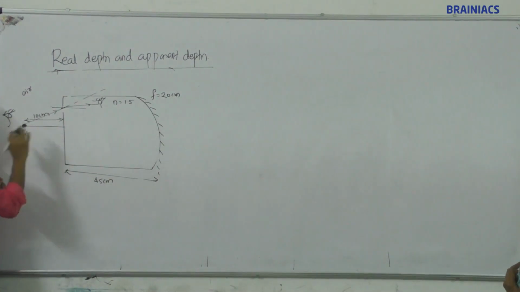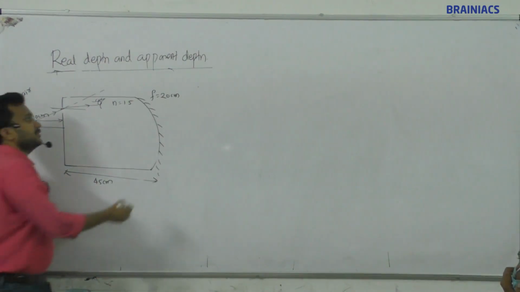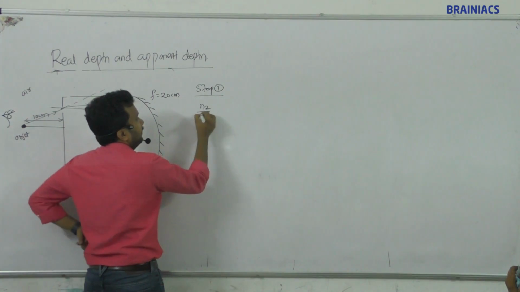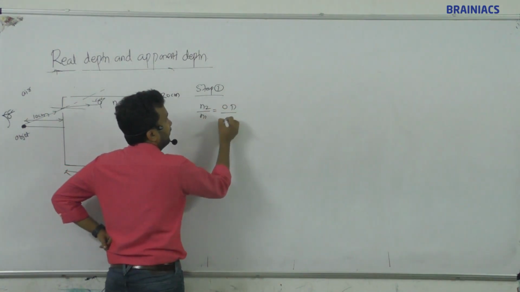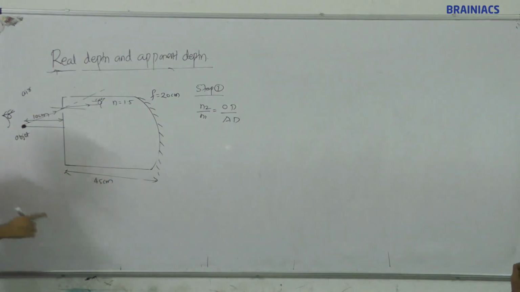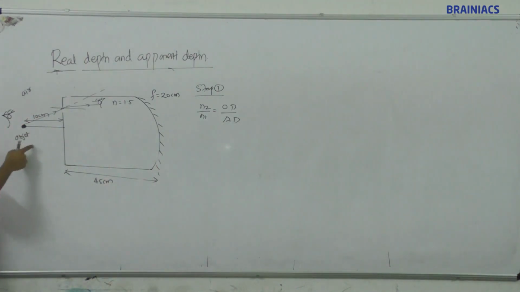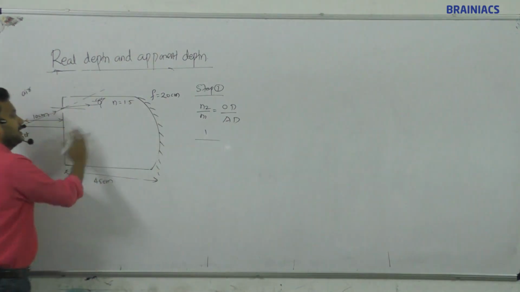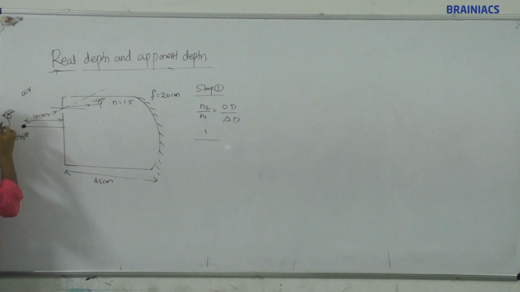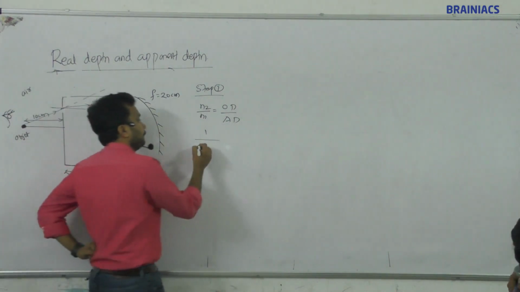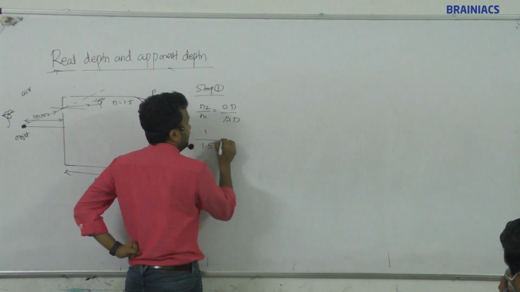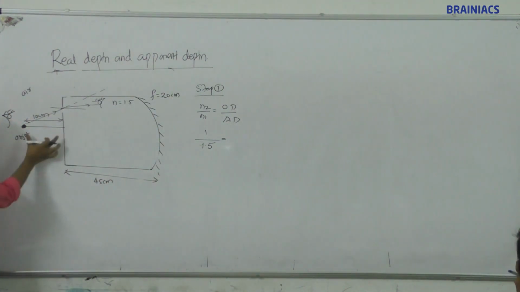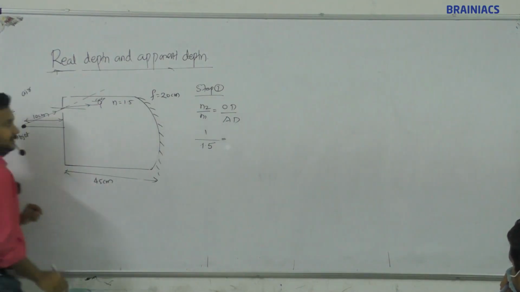Now we'll apply the original depth and apparent depth concept. What is the formula? N2 divided by N1 is original depth divided by apparent depth. N2 means where the object is placed. Air means 1, so 1 is from where I am looking, imaginary steps, I will be here. This 1 point is equal to original depth by apparent depth. Original depth is this much, correct? 10.